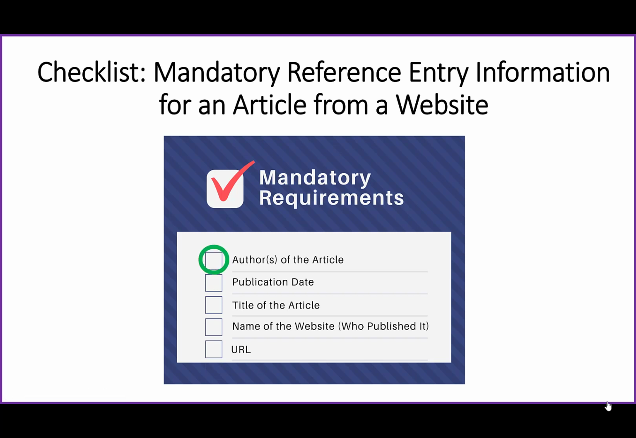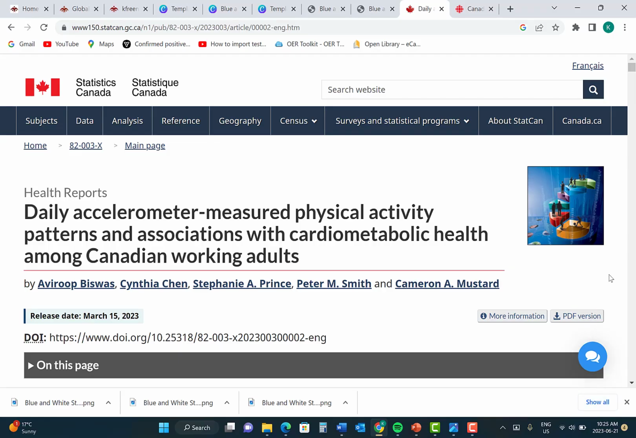First, let's find the author or authors of the article from a website. The authors on a website are typically written right underneath the title of the article. The authors' names are typically written after the word by. Again, it's typically written towards the top of the website article. So here from Statistics Canada, you can see very close to the top of the page the word by, and then the list of authors who wrote the article from the website.